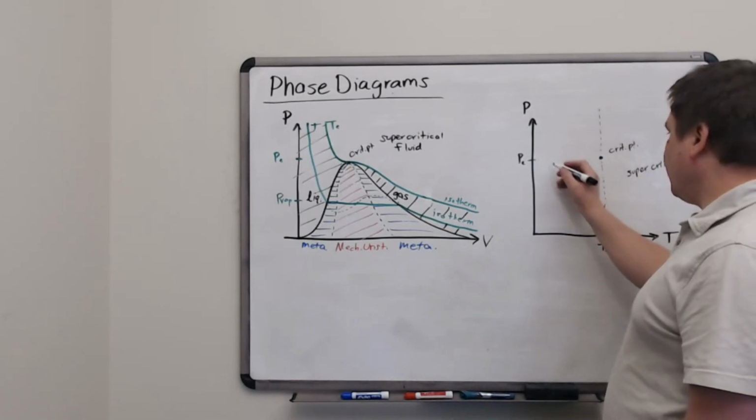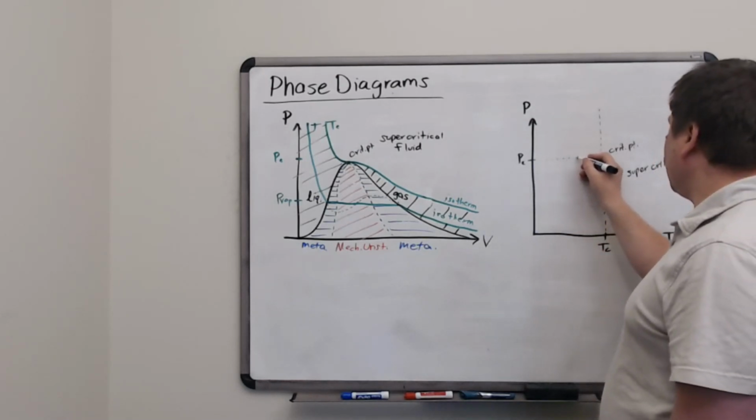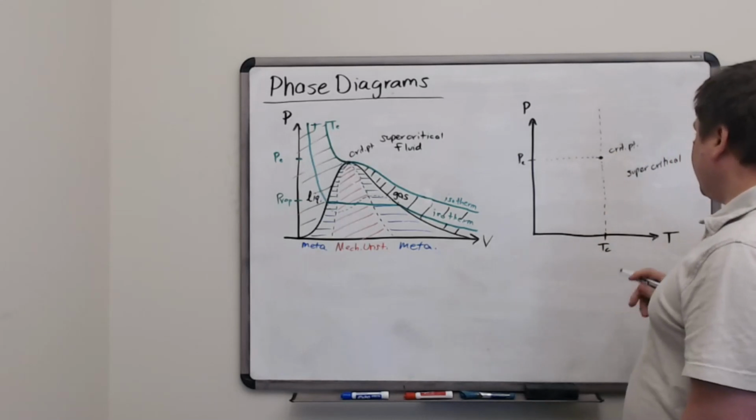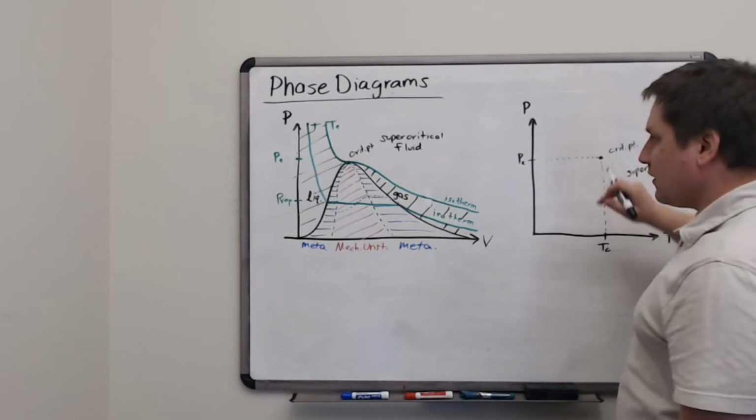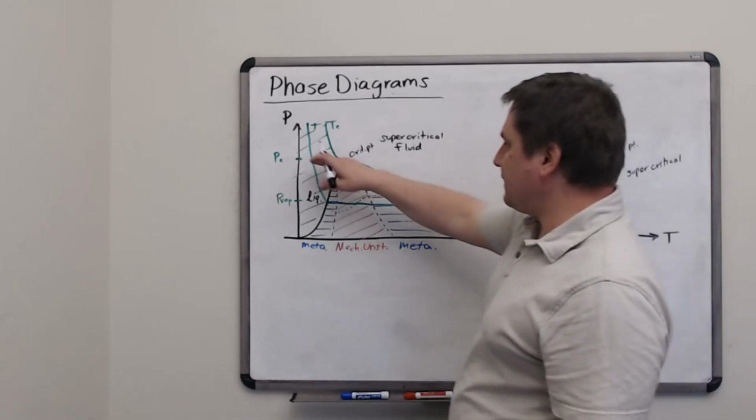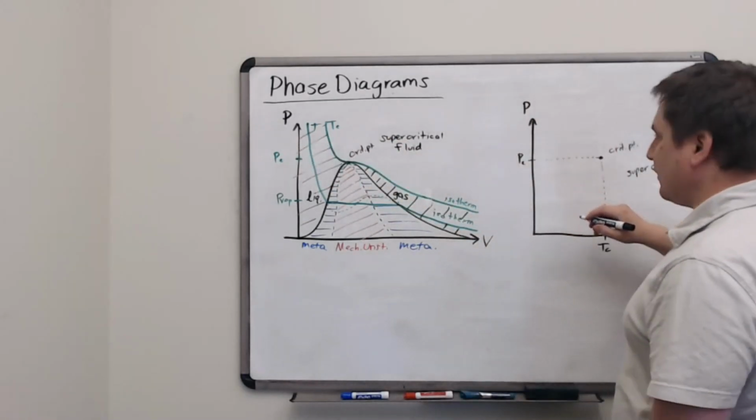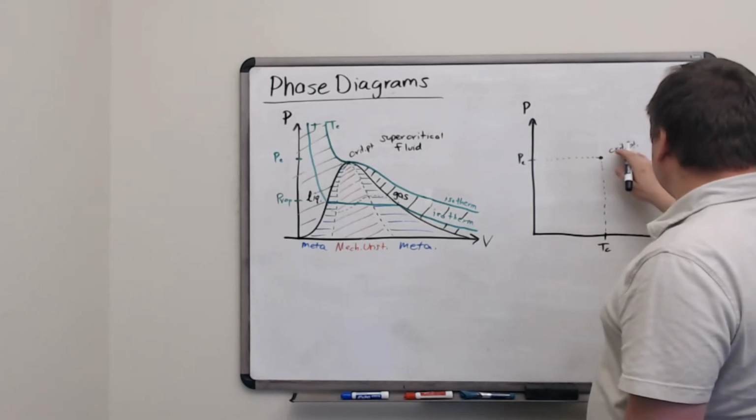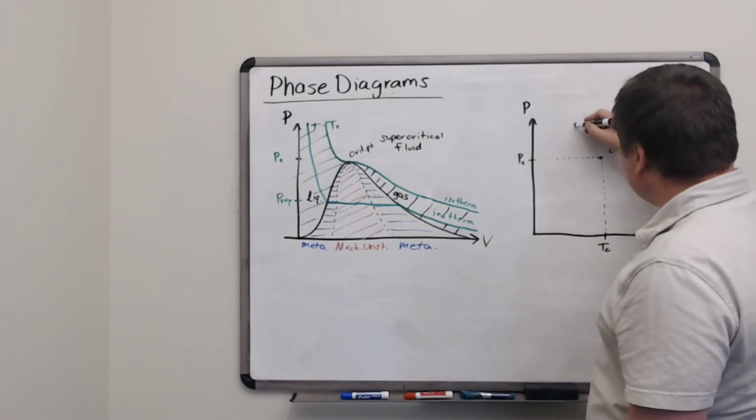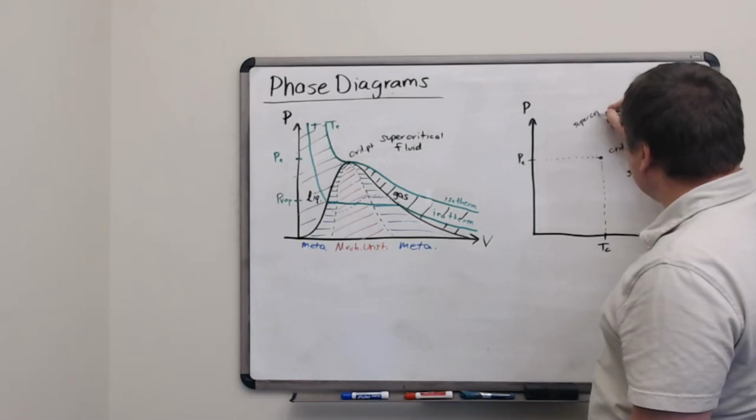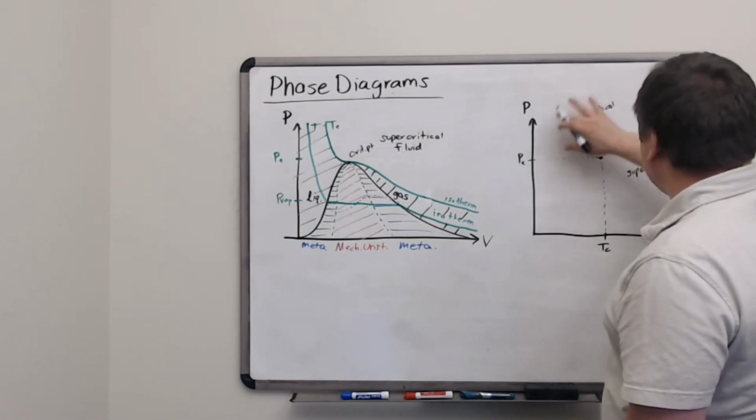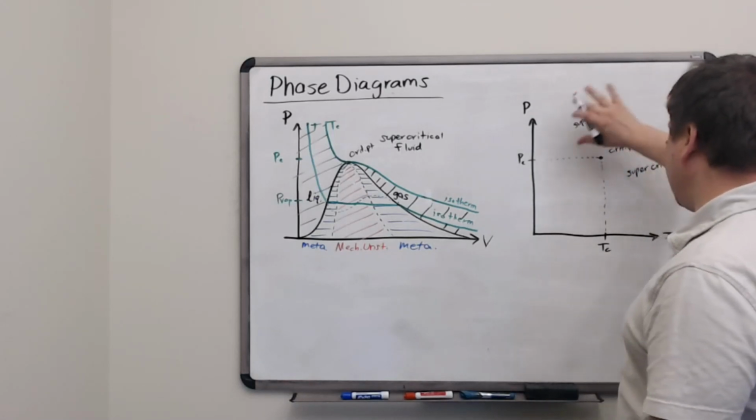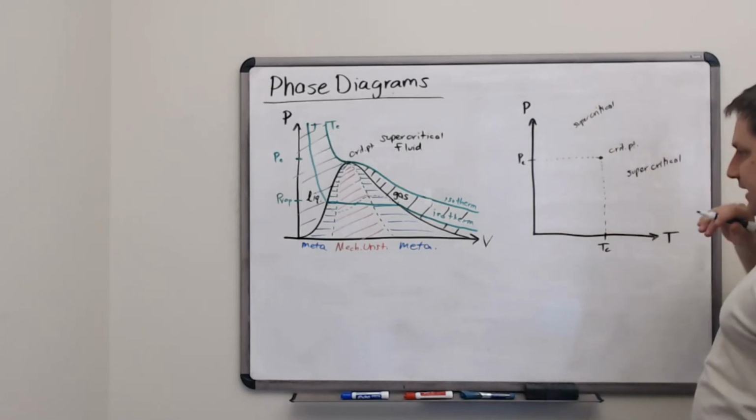And also, if we are above the critical pressure, right, if we're looking at a pressure that's above the critical pressure, then we will not have a phase transition as we change temperatures either. So the supercritical region is really this entire area over here on the top, on the right, and on the top right.